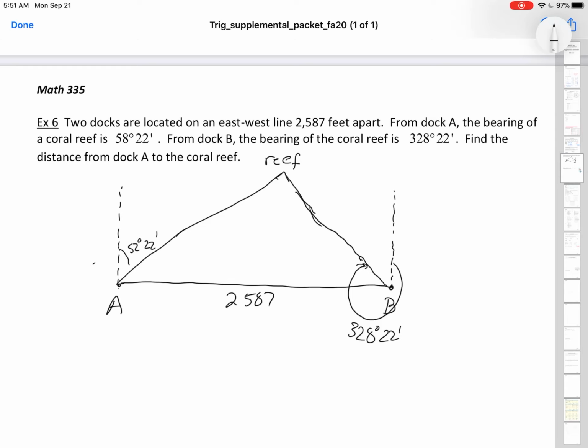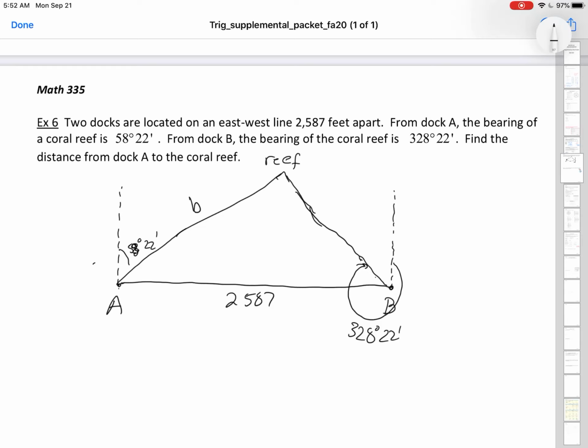Actually, let's go through and do this. I apologize, I wrote this wrong. It's 58 degrees 22 minutes right here. So we've got that one. We need to figure out what this angle is. Actually, what do we even ask to find? Find the distance from dock A to the coral reef. We'd like to know this distance right here, which I'll call little b.